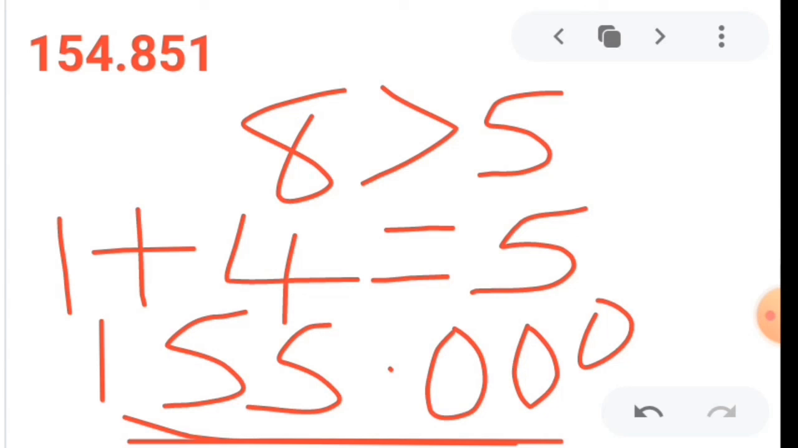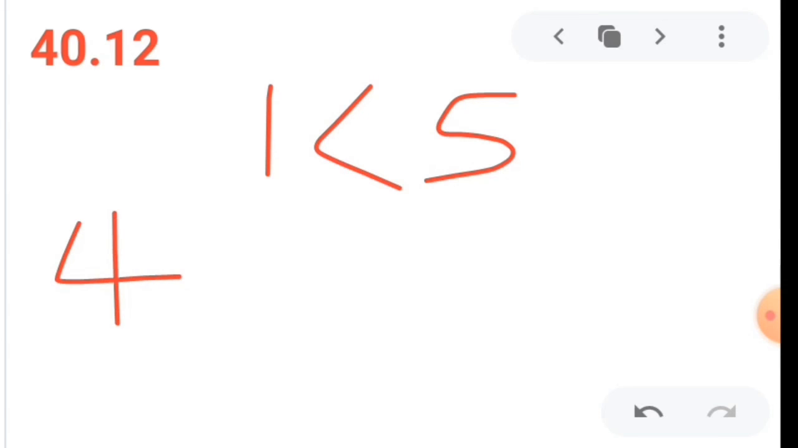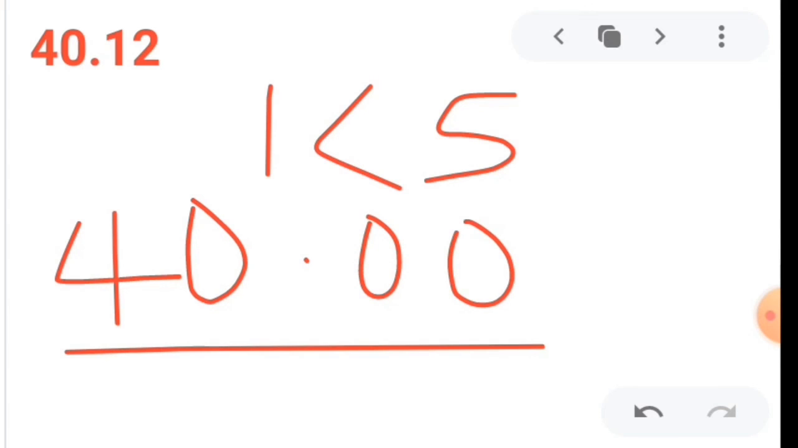Let's look at another example. We have 40.12. So the nearest whole number is 0, and immediately after the decimal point, we have 1. Now 1 is less than 5. Because 1 is less than 5, we round down, and when rounding down, we just have 40.00. I know it's very, very easy.